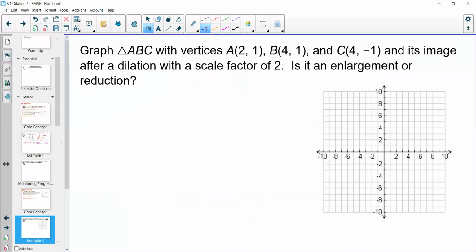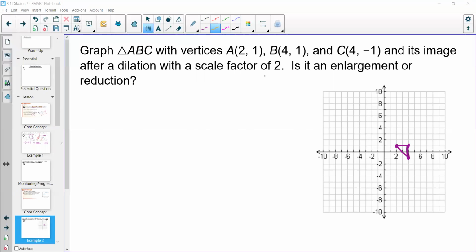where we're doing this. So first we want to graph triangle ABC. It's got the vertices 2, 1, 4, 1, and 4, negative 1. Okay, so this is our cute little original triangle. I did it in purple there. And now I'm going to do this next one in orange.